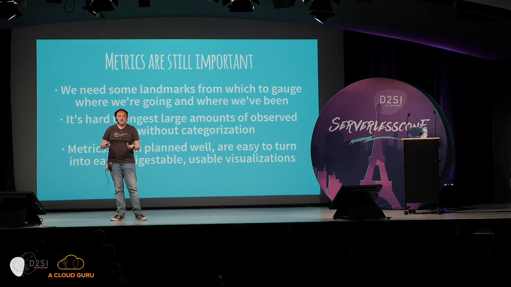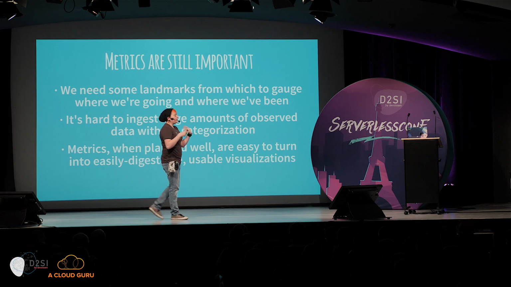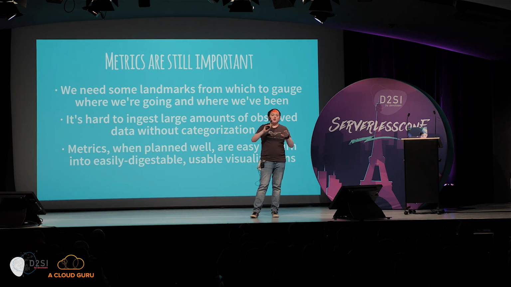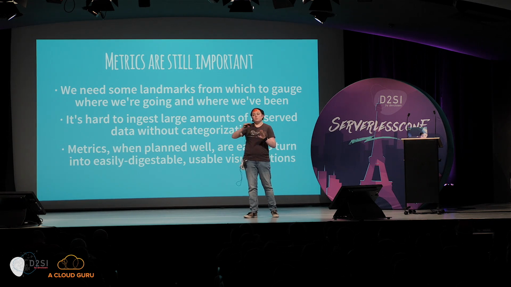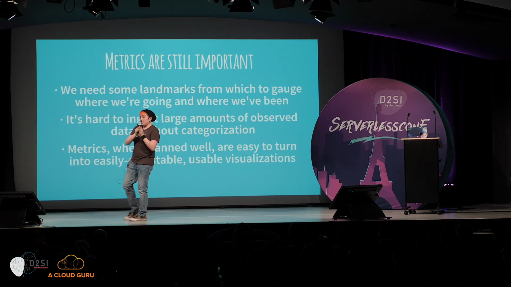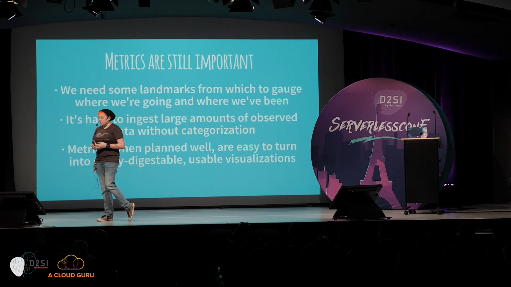You need some landmarks to gauge where you've come from and where you're going. So over the versions of your architecture, you want to know how much you have to scale up, what's going on with your memory usage, what's going on with your code base. You want to see a timeline of your application's development.